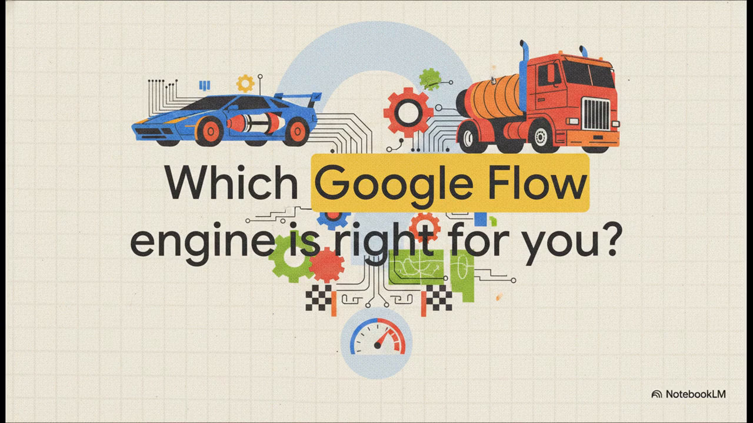You've got to think of these models exactly like different types of engines in a car. I mean, you wouldn't drop a massive, heavy diesel engine into a lightweight sports car, right? Just like those engines, each model in Google Flow is built for a distinctly different speed, a different cost, and a completely different creative purpose. Your job here isn't to just master one tool. It's to know exactly which engine to drop into your project to get you across the finish line.